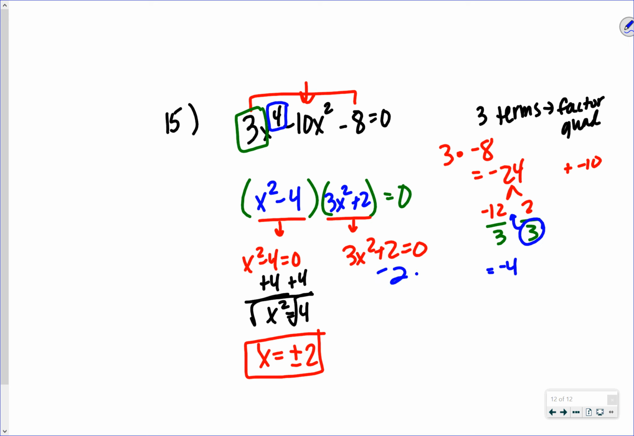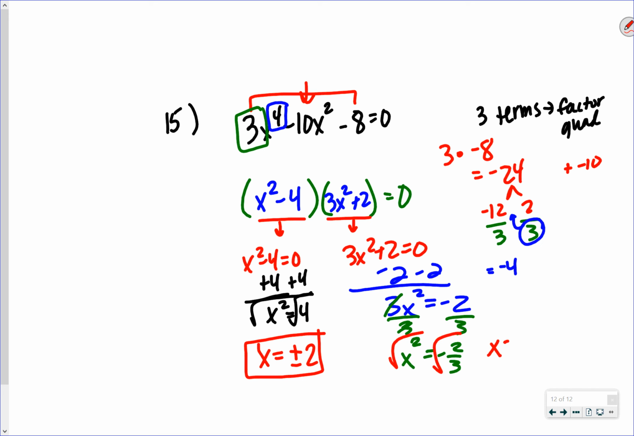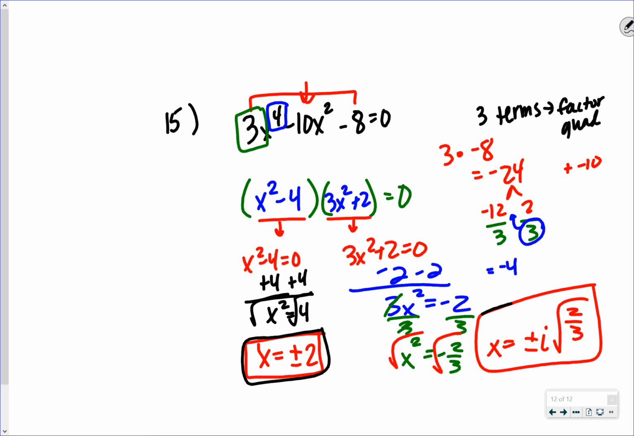Subtract the 2. 3x squared equals negative 2. Divide by the 3. x squared equals negative 2/3. Square root. x equals plus or minus i because of the negative, and 2/3 stays under the radical. Not a perfect square. I have 4 answers: 1 plus, 1 minus here, and 1 plus, 1 minus with the radical.